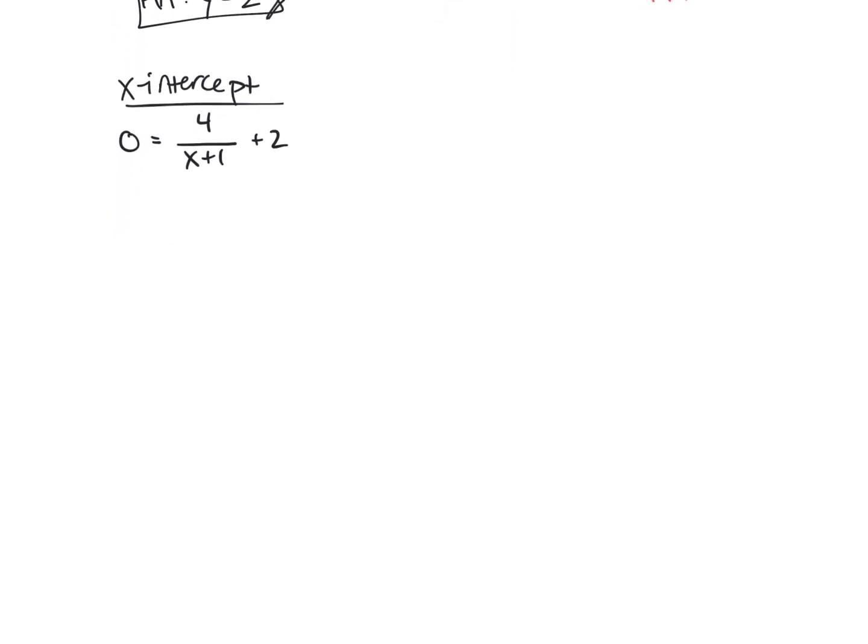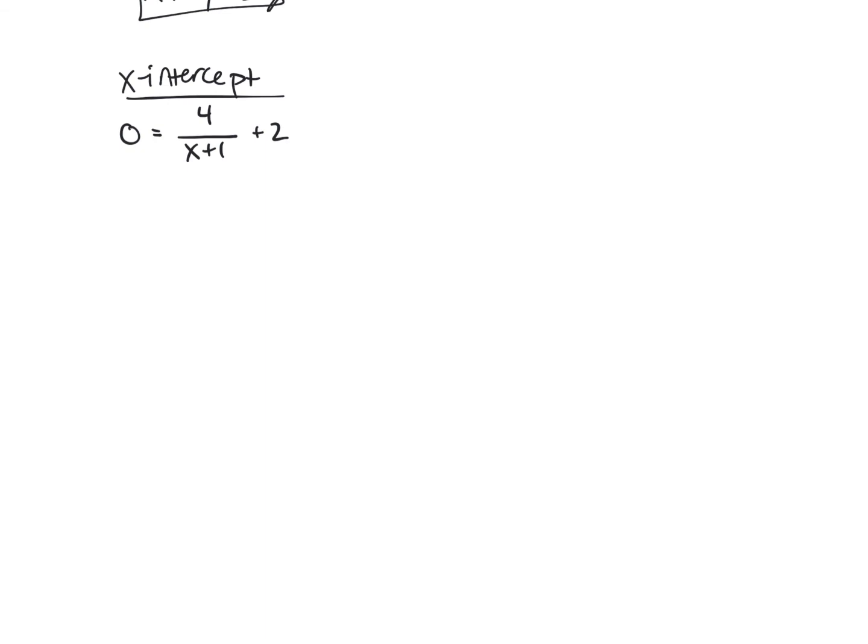I'm going to start by subtracting 2 on both sides. So we'll have negative 2 is equal to 4 over x plus 1. Now I'm going to multiply by the whole denominator, so I'm going to multiply both sides by x plus 1. If I do that, it cancels out on my right side. And on my left side, I'm going to make sure to take this negative 2 and multiply it to the x and to the 1. So I end up with negative 2x minus 2 is equal to 4.